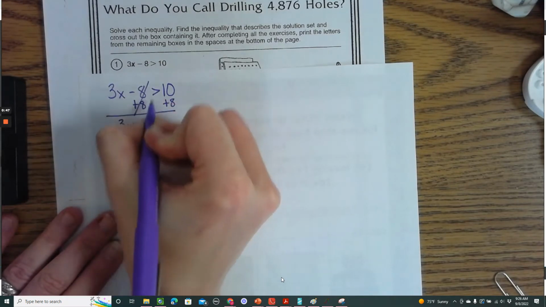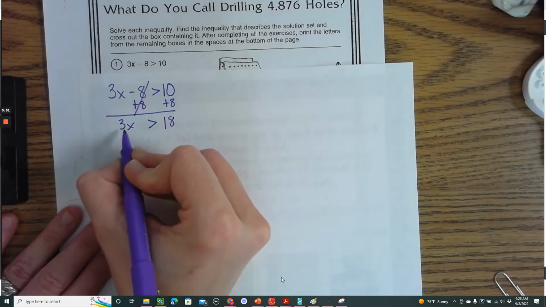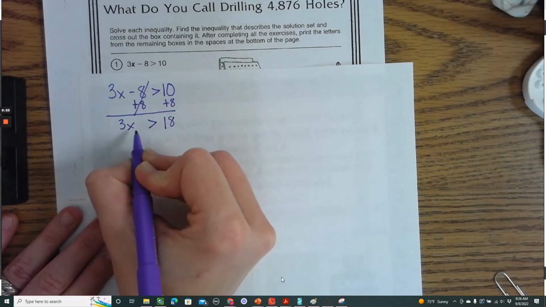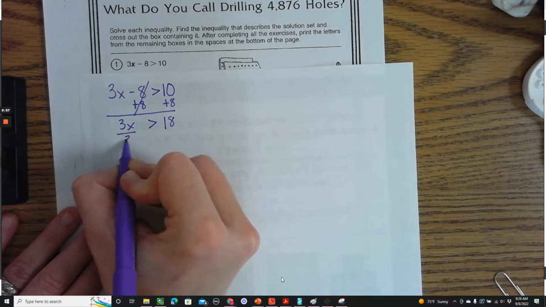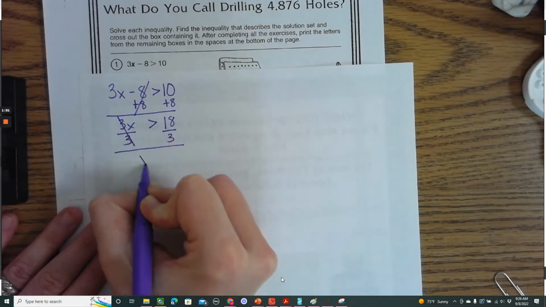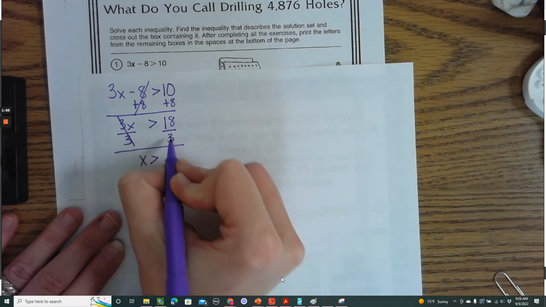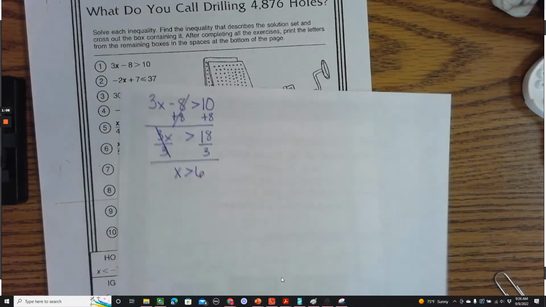This cancels. The sign comes down. 10 plus 8 is 18. Then when we have a number and a letter shoved together, that's multiplication. So to undo multiplication, we divide. So this cancels. 18 divided by 3 is 6. And that's it. That's my answer.